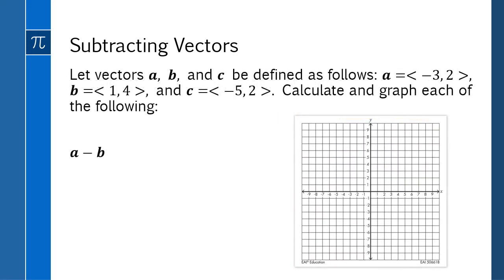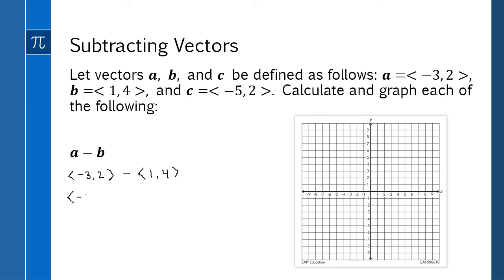So let's look at some examples here. We are given a few different vectors, and we want to calculate and graph each of the following. So the first one is vector a minus b. We're given that vector a is negative 3, 2, and we're subtracting from that vector b, which is 1, 4. So we just want to subtract the x coordinates and then subtract the y coordinates.